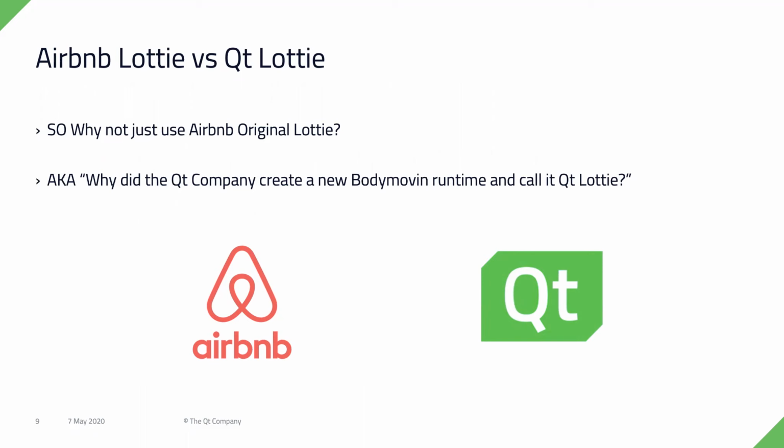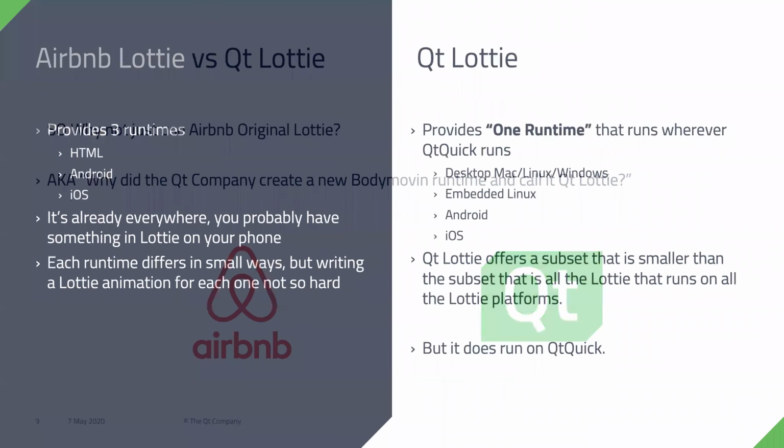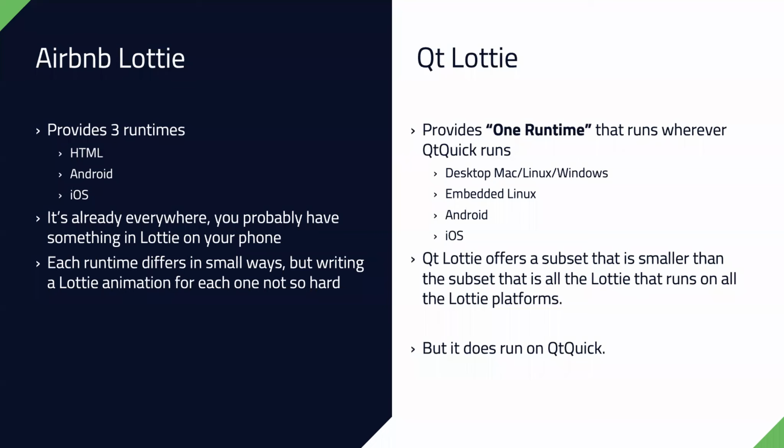So you may wonder, why not just use the original Airbnb Lottie? Why do we have our own Qt Lottie? What is so special about our format specifically? It's a fair question. Airbnb Lottie provides 3 runtimes. I actually think this might be out of date by now, and it might have 4 runtimes, but I haven't updated the slides yet. Basically, you have Lottie Web, which is the HTML format. You have Android and the iOS version.